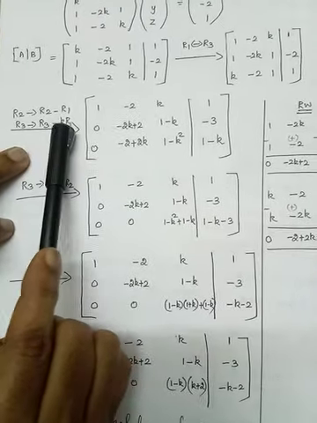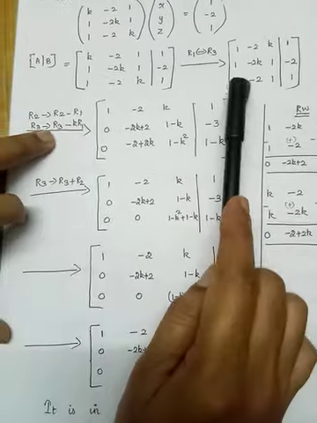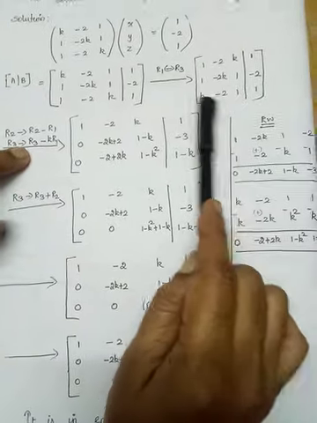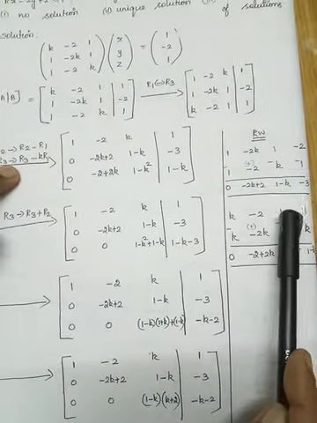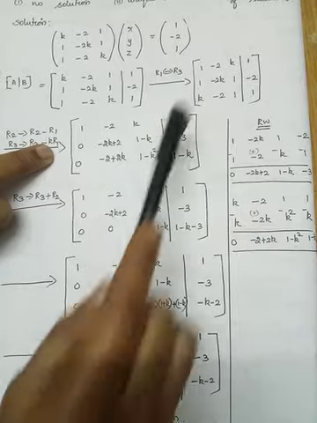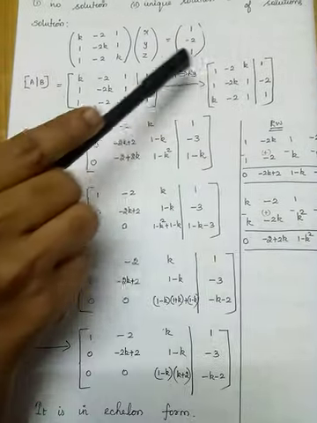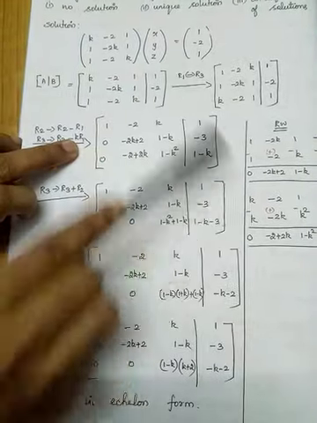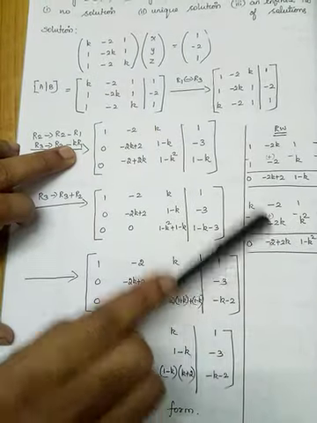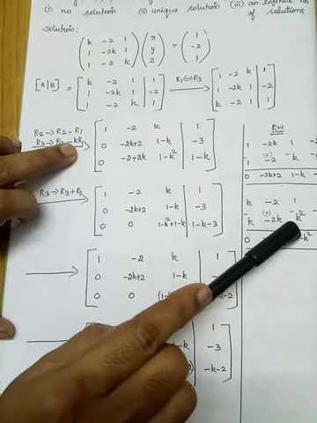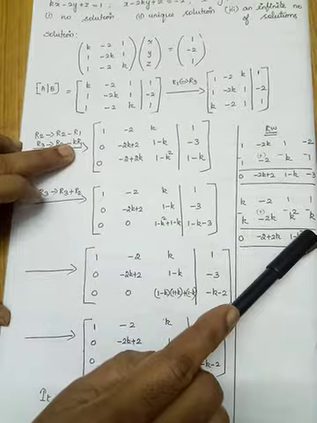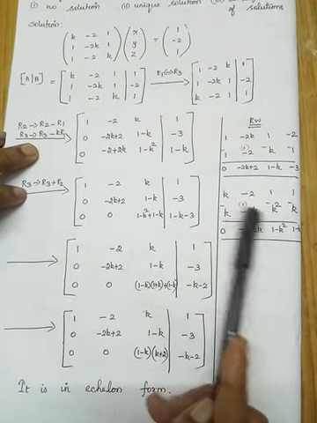What is the transformation? R3 implies R3 minus K R1. R3 I have written as it is. What is R3? K, minus 2, 1, 1. What is K R1? R1 elements have to be multiplied by K. 1 into K is K. Minus 2 into K is minus 2K. K into K is K squared. And 1 into K is K. So in between subtraction you have to change the sign.